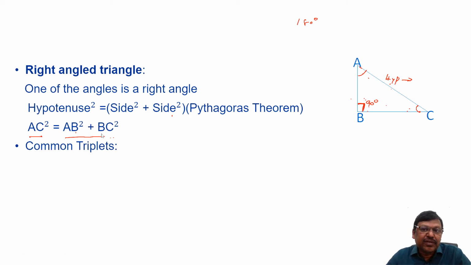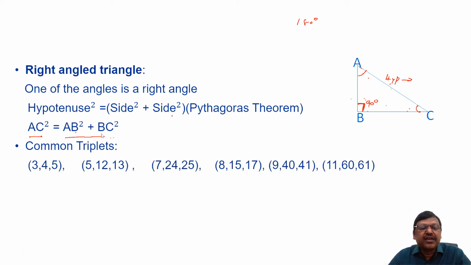Common triplets. What are the commonly used sides for right angle triangle? 3, 4, 5. You can see 3 square plus 4 square is 5 square. It satisfies hypotenuse square equals side square plus side square. Similarly, 5, 12, 13, 7, 24, 25, 8, 15, 17, 9, 40, 41, 11, 60, 61. These are the commonly used sides for right angle triangle.